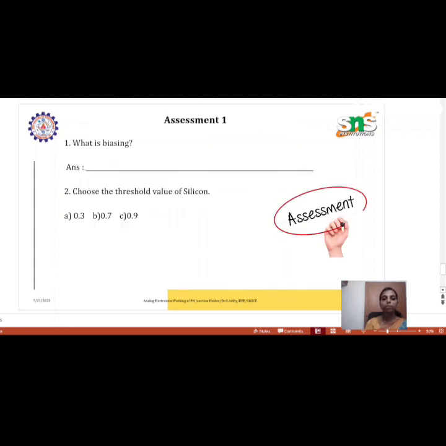Now coming to the assessment, just think and answer. What is meant by biasing? And another one is the threshold voltage for silicon, as well as you should know for germanium too.